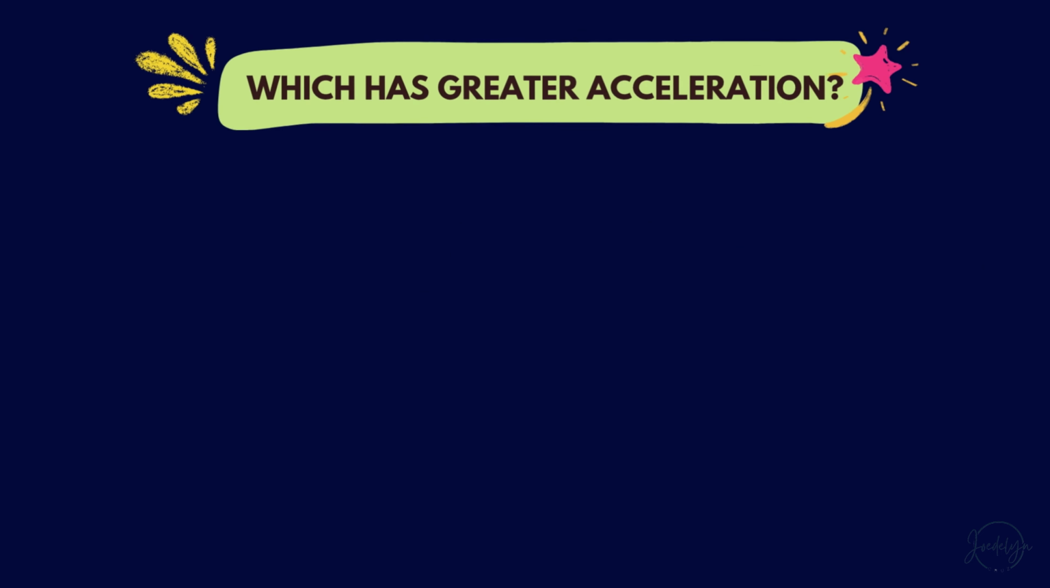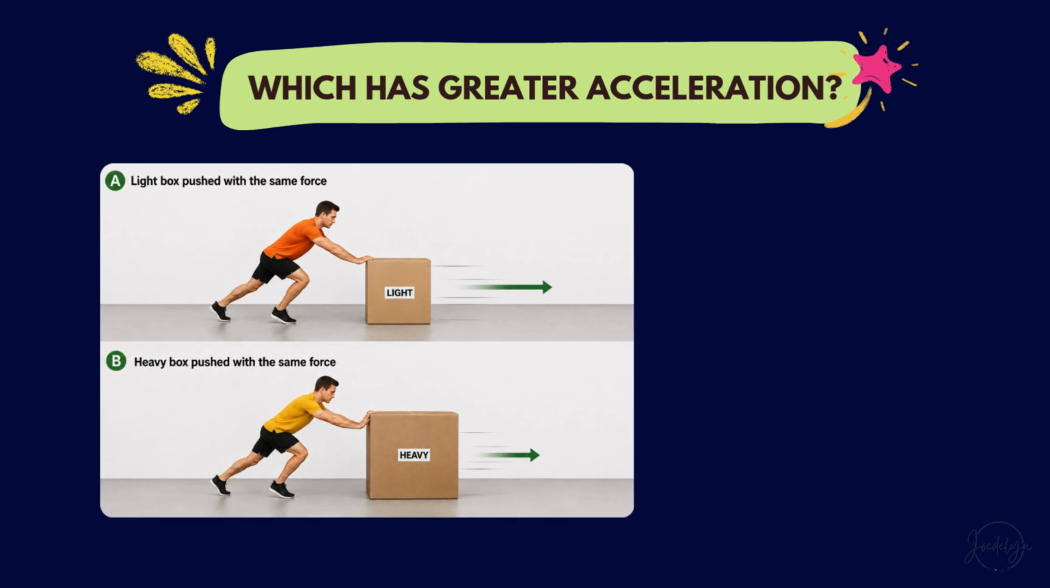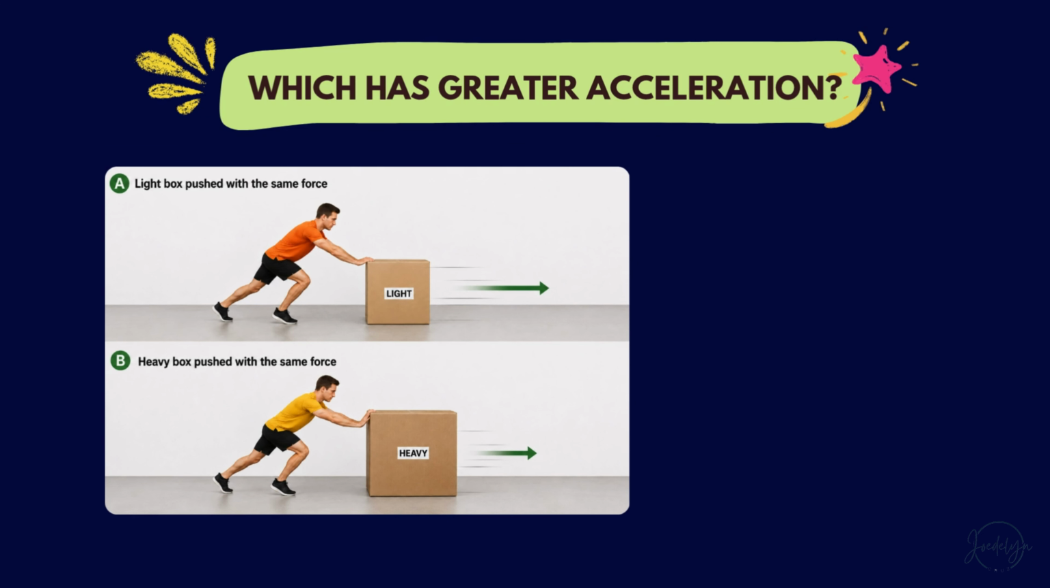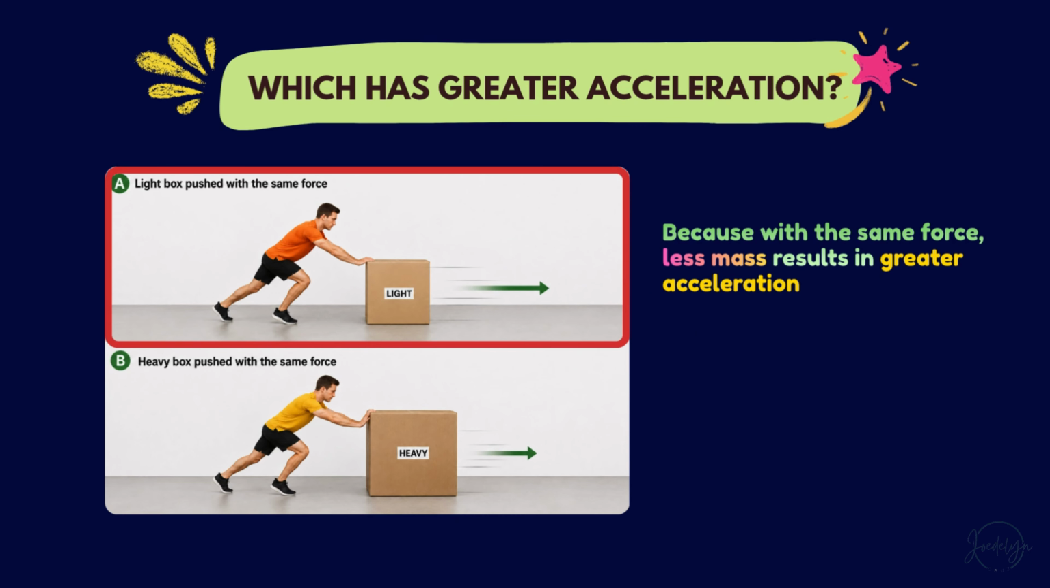Now let's test your understanding. Identify which has greater acceleration. Answer A or B. Number 1, A, a light box pushed with the same force, or B, a heavy box pushed with the same force. The answer is A, because with the same force, less mass results in greater acceleration.